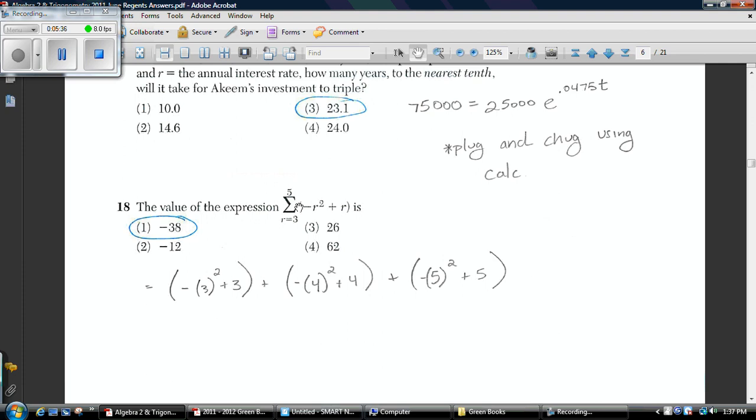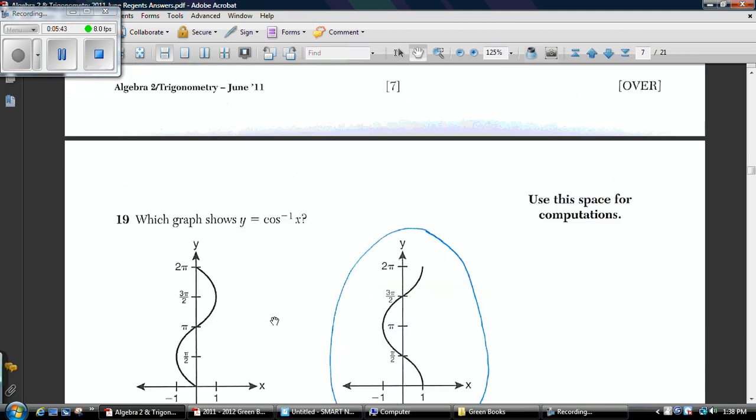This is a series question. Just plug in from 3 to 5 the integers into this equation, and then add them together, you get negative 38.